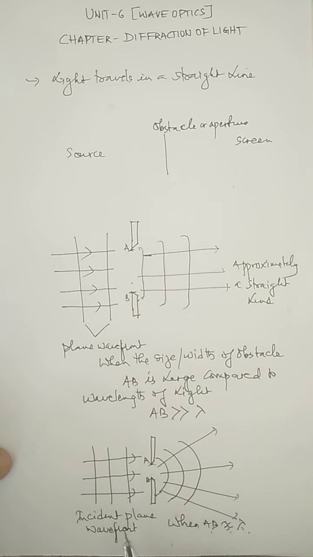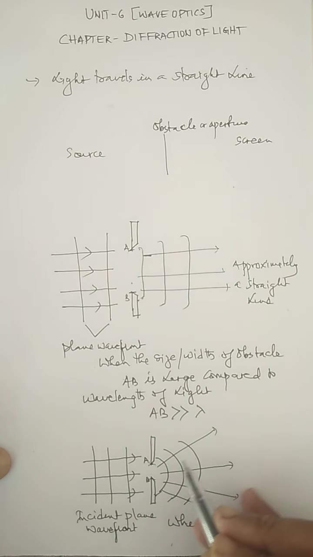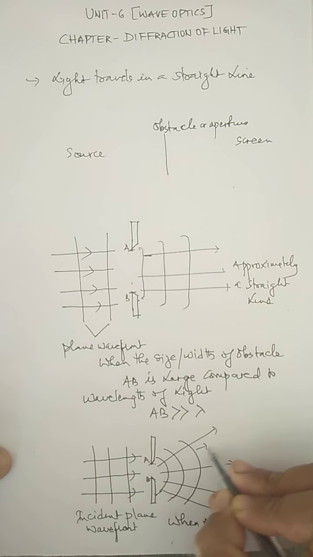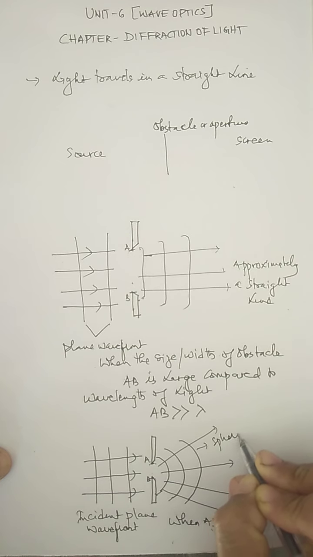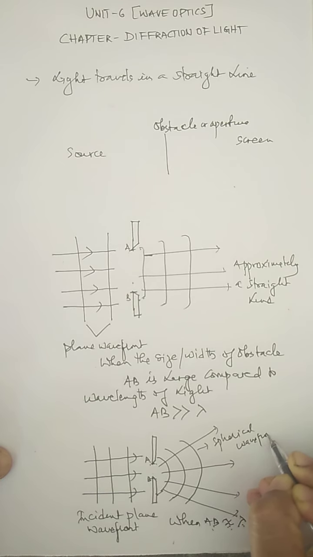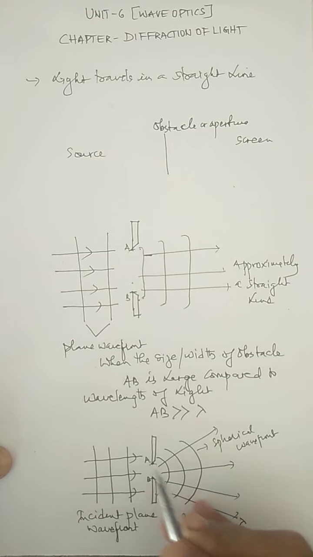So in this case, you can see the light incident on the slit is a plane wavefront, but when the light spreads out it is not in the form of a plane wavefront. There will be a spherical wavefront. This wavefront will be a spherical wavefront. So why is it happening? Because of the bending of light around the corner of an obstacle.